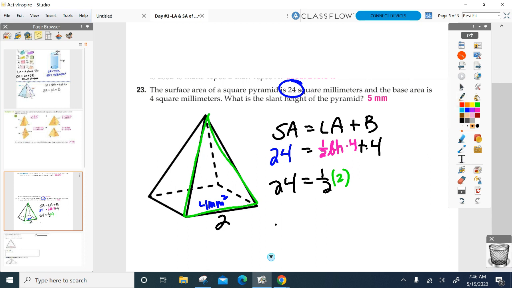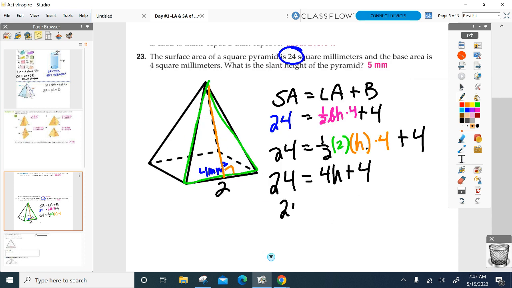What do I call that height from Friday? That's my what? Which is what I'm trying to find. So I'll put h times 4 plus 4. See where all these numbers came from now. All right, now I'm solving for h. 24 equals 4h plus 4. Move the 4 over, 20 equals 4h, h equals 5. So there's your slant height.